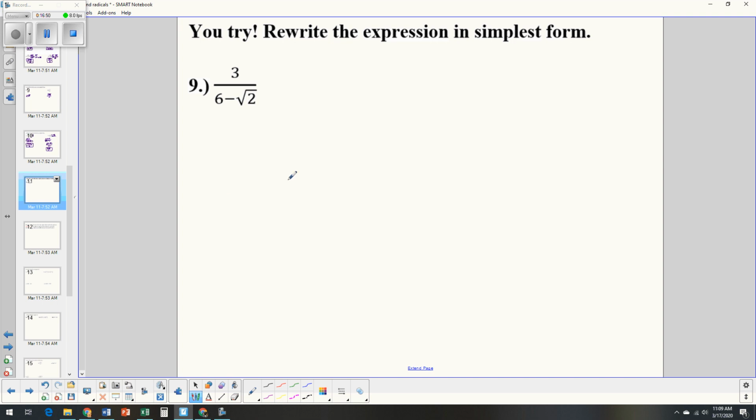All right, if you've unpaused, I have 18 plus 3 radical 2 over 34. Okay, if you hadn't simplified, you would have originally had 3 times 6 plus radical 2. All right, make sure you do distribute that to get the 18 plus 3 radical 2.